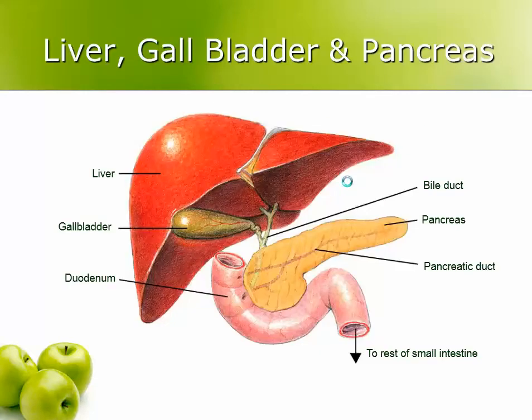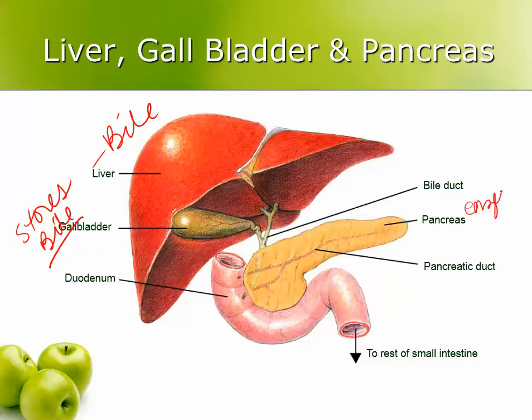Now you also have what's called the liver, the gallbladder, and the pancreas. Even though food does not pass through these organs, they're very important in digestion, among other things. Your liver produces bile, and the gallbladder stores the bile. The bile is important in fat digestion, and then the pancreas produces enzymes that are going to be used for fat and for proteins.